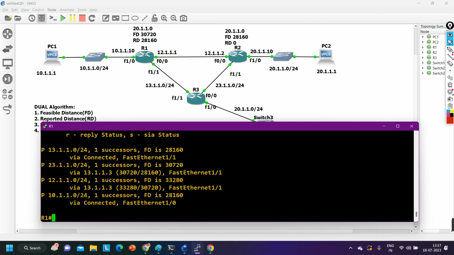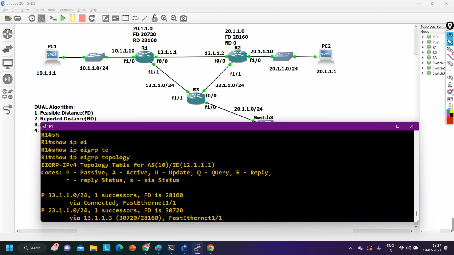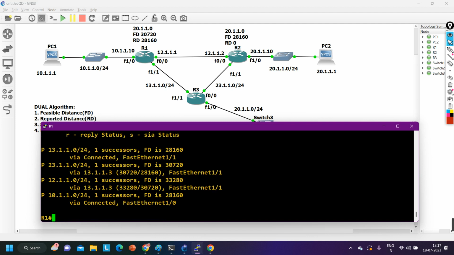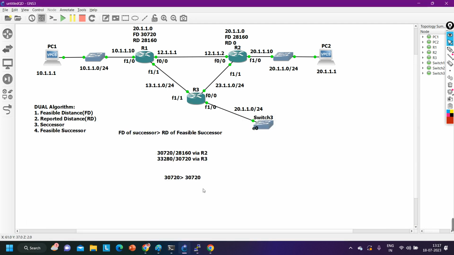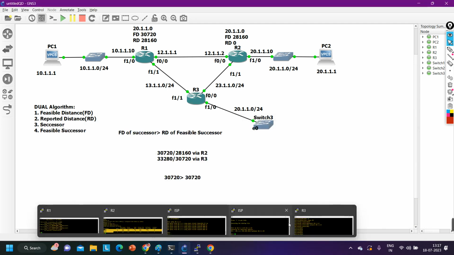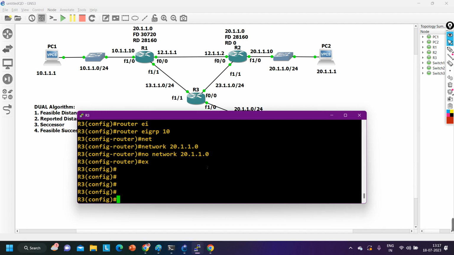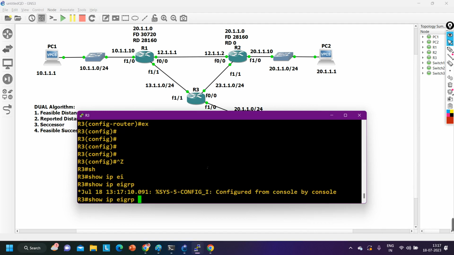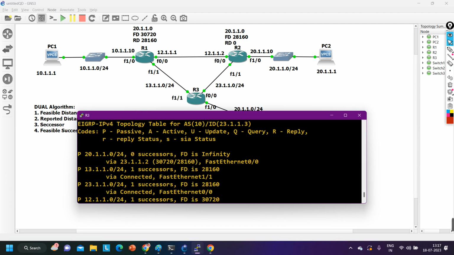And so show ip eigrp topology. Inside the topology table, we are not able to see the 20 network. Why am I not able to see the 20 network? Because R3, see R3, show ip eigrp topology, R3 is installing the 30 network via which router? Router 2. But FD is what?